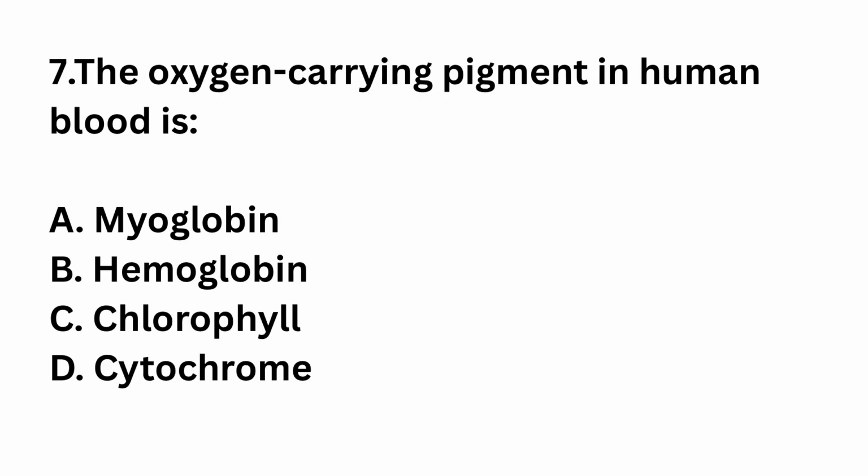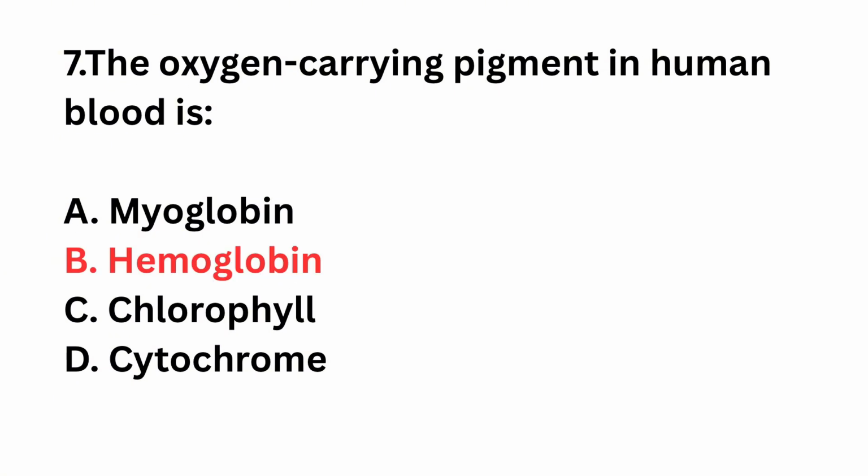Question number 7. The oxygen-carrying pigment in human blood is myoglobin, hemoglobin, chlorophyll, cytochrome. The right answer is option B, hemoglobin. Hemoglobin binds oxygen in red blood cells.